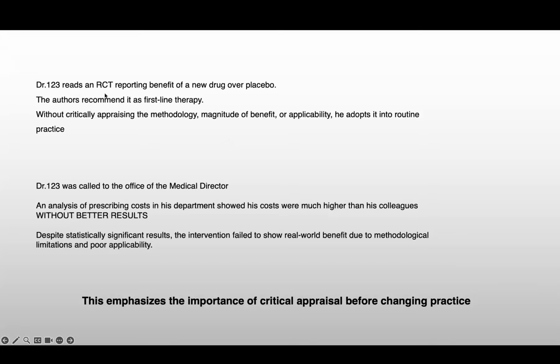Dr. 123 reads an RCT reporting benefit of a new drug over placebo. The author recommends it as first-line therapy without critically appraising its methodology, magnitude of benefit, and applicability. He adopts it into routine practice. A few months later, he is called to the director's office.